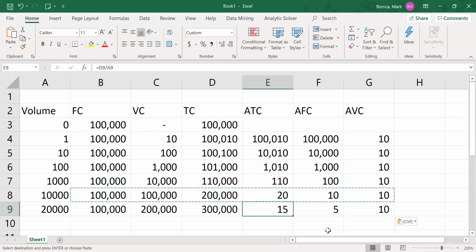So the big story that we want to pay attention to here is the average fixed costs, the average total costs, and the average variable costs. What you can see is the average variable cost stays constant in this very simple model, right? It's always 10. It's 10 for one, it's 10 for 20,000. We're talking the average. The average total cost falls continuously as long as we are within the relevant range, right?